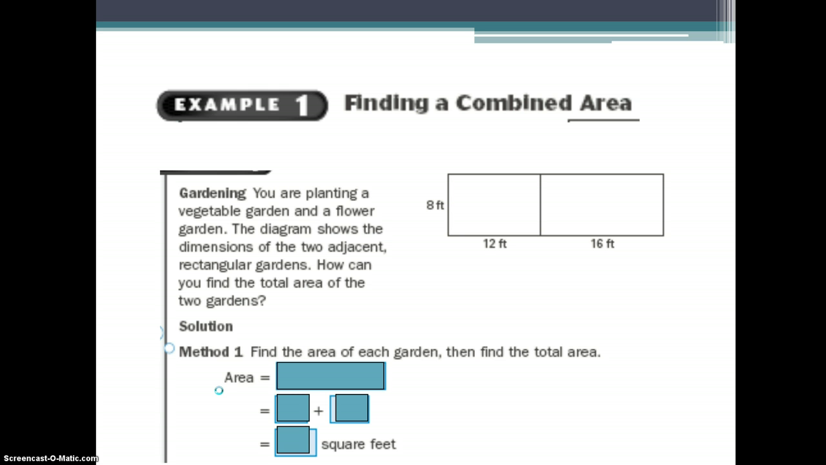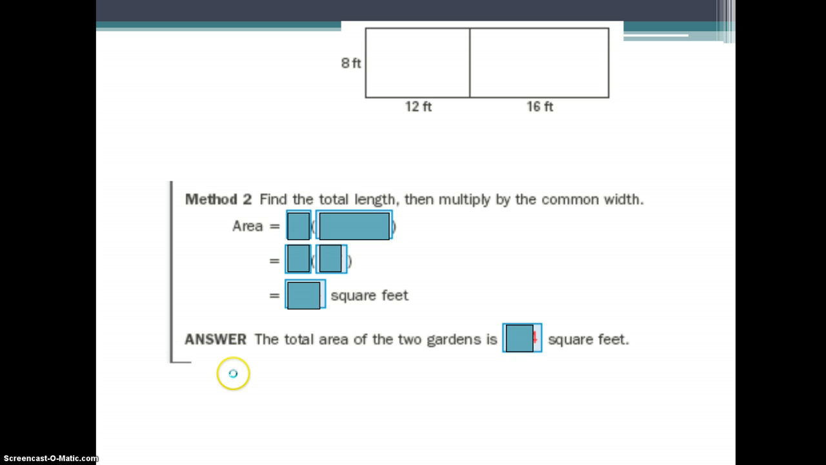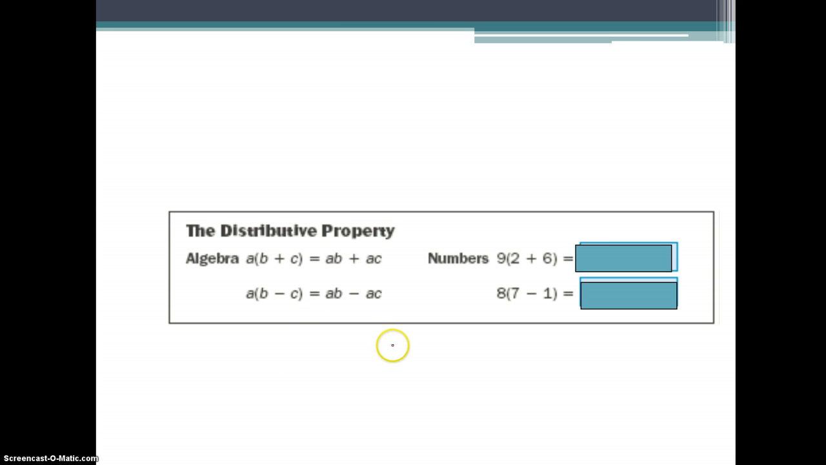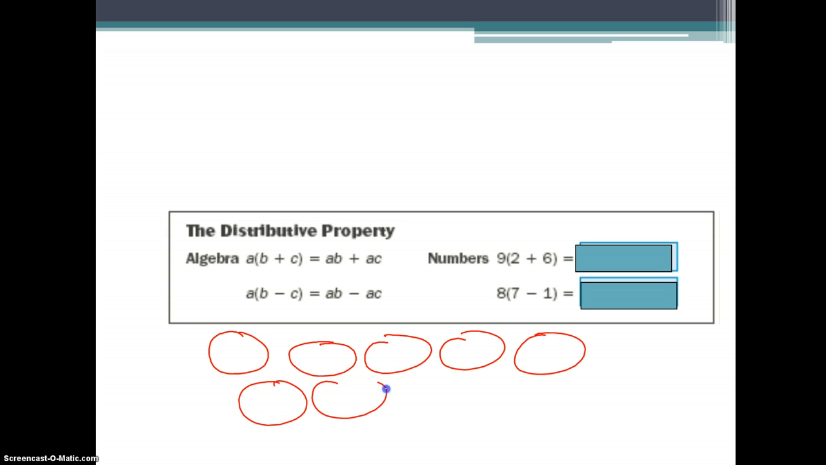We are going to skip example 1 for now. So skip over example 1. Let's talk about the distributive property. Here's what it looks like. And let's go to the numbers. It's easier to understand. This is 9 groups, essentially, of 2 plus 6. So you can think of it as being 1, 2, 3, 4, 5, 6, 7, 8, 9. 9 groups, and inside the groups is 2 plus 6.